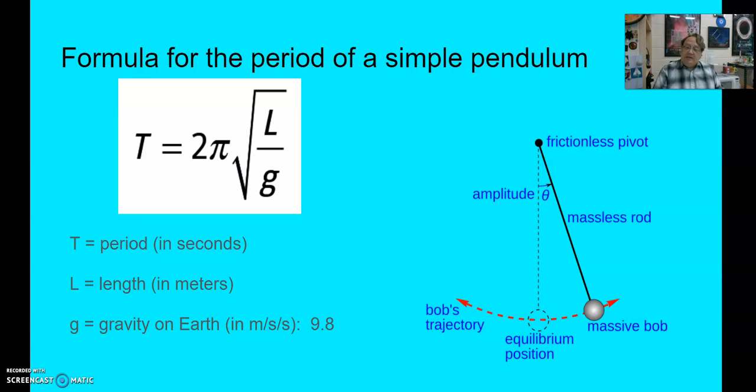And then inside the square root symbol, you have L, length, divided by G. Now, G is something brand new. It is gravity. G is the rate of gravitational acceleration. What that means is, if you have a freely falling body, a body that's just free to drop, it picks up a certain amount of speed with every second of free fall. That amount, near the surface of the Earth, is about 9.8 meters per second.